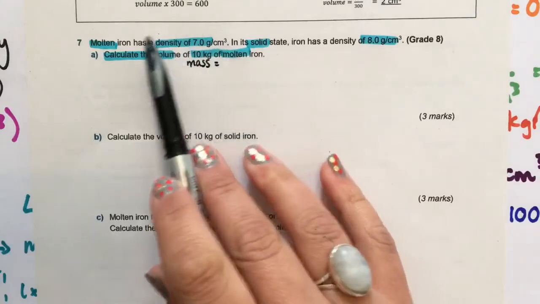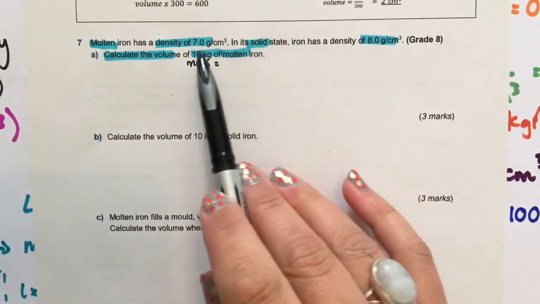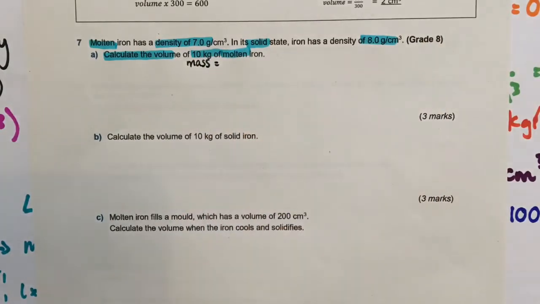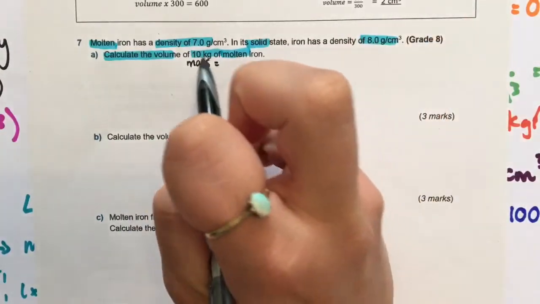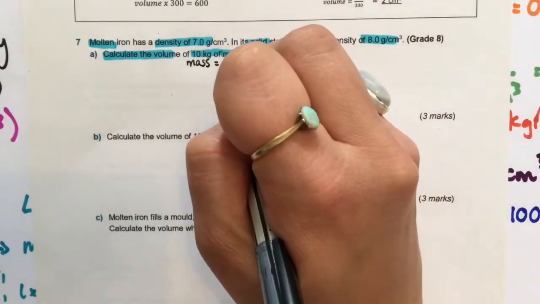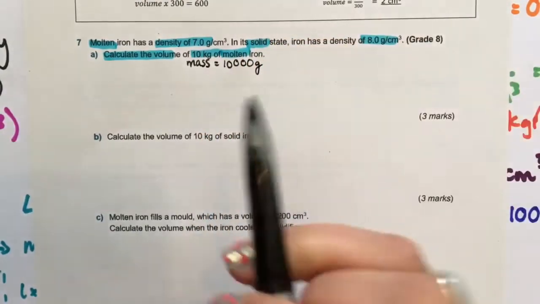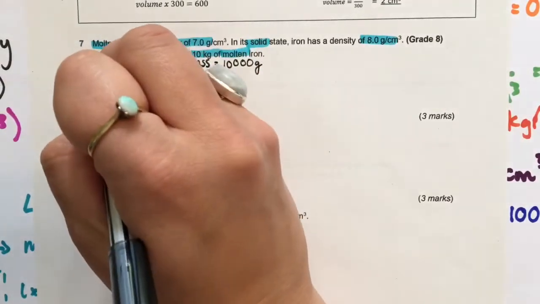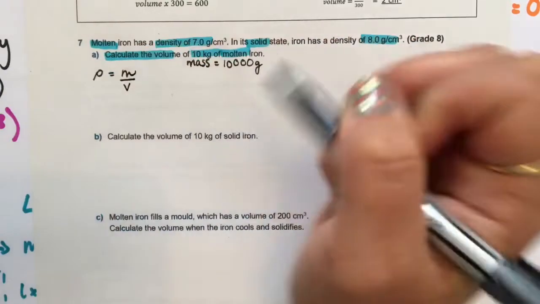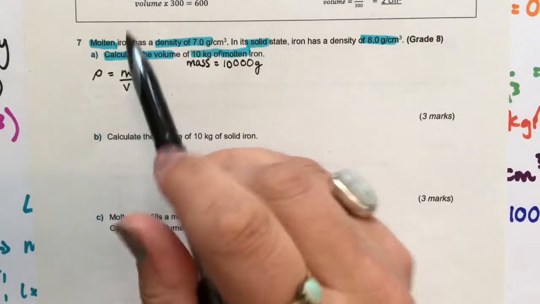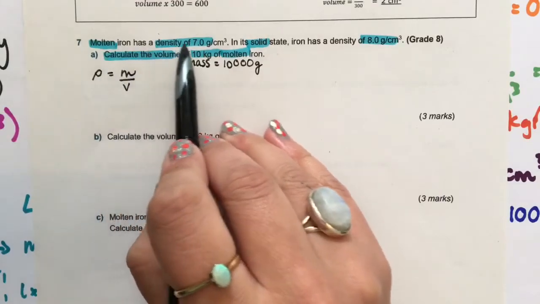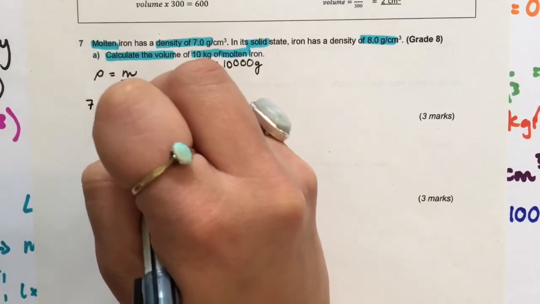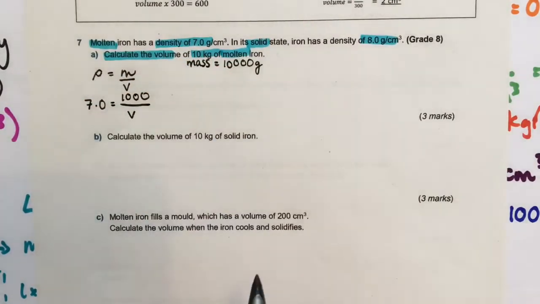It's 10 kilograms, but everything else is in grams per centimetre cubed. So let's convert this into grams, because then we can work out the volume in centimetres cubed. So 10 kilograms times by 1,000 is 10,000 grams. So now we need to write our equation out. Density is equal to mass over volume. Substitute in the stuff that we know. So it's molten iron, which has a density of 7.0. The mass is 10,000. And we're being asked to find out the volume.